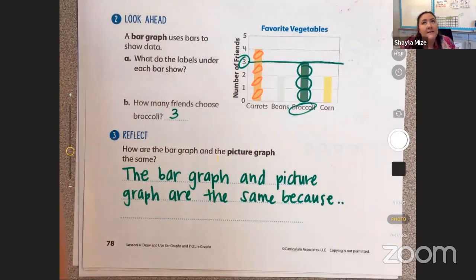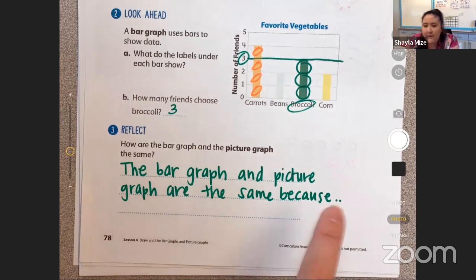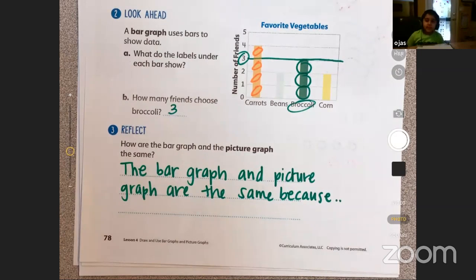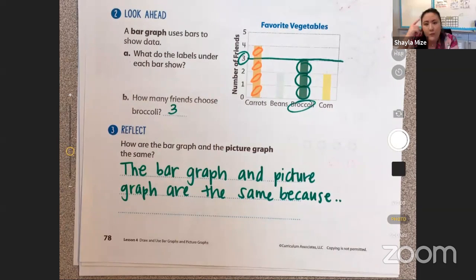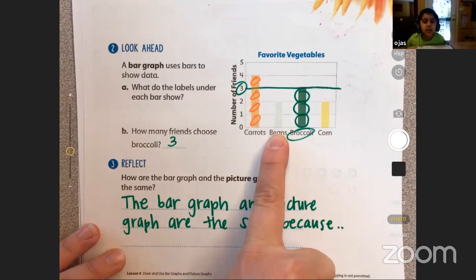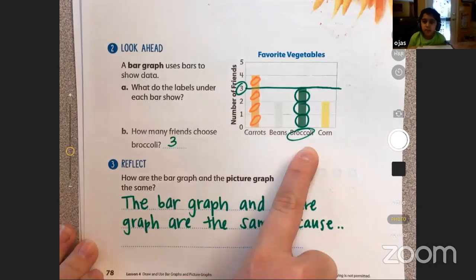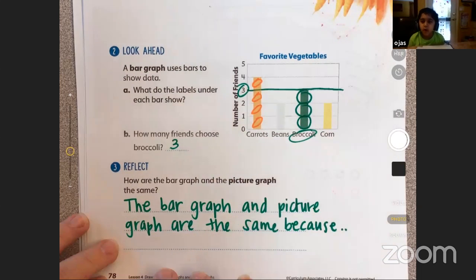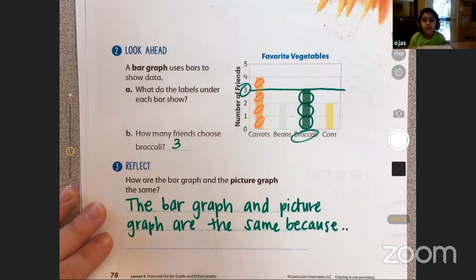All right, let's talk about this. Ojas, what did you write under this sentence? So the bar graph and the picture graph are the same because? I didn't write it. I just thought it. Okay, what was your thoughts? So I think they're same because they showed the number how much carrots and broccoli, carrots and beans are there.